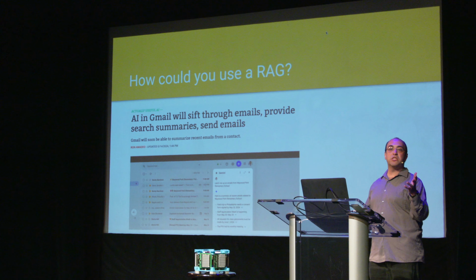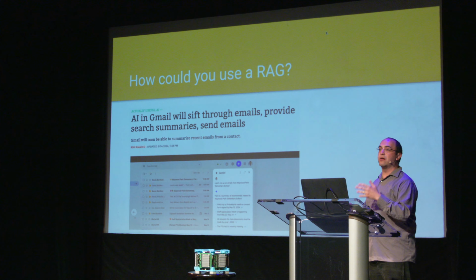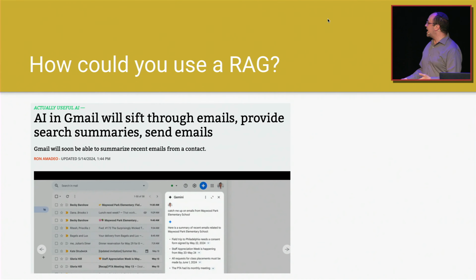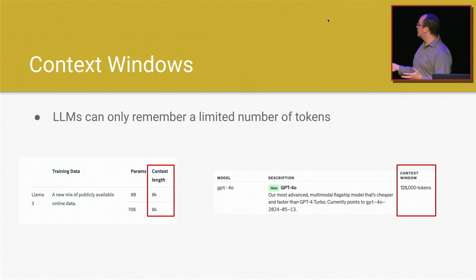Even just this week, Google at their conference talked about how they're going to be using AI in Gmail to sift through all the old emails. Their example here is catch me up on emails from my kids' elementary school. They obviously don't say out loud what they're doing, but I feel that it's quite likely that they're using some type of RAG type technique, even if it's a much more complex version than what I'm about to explain.